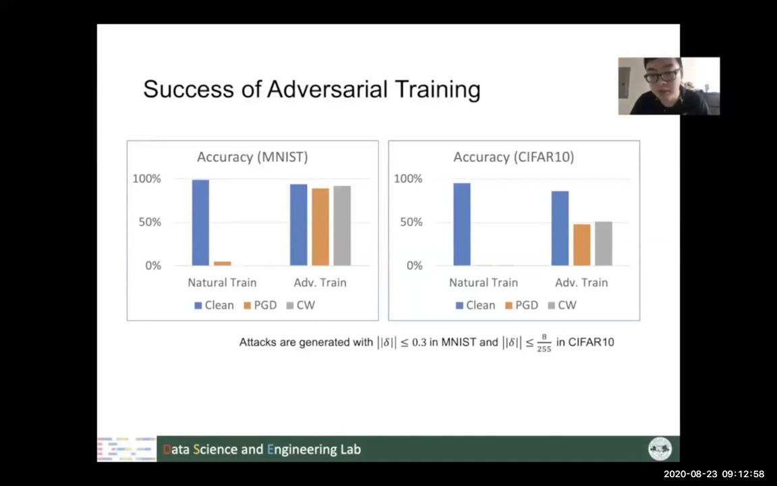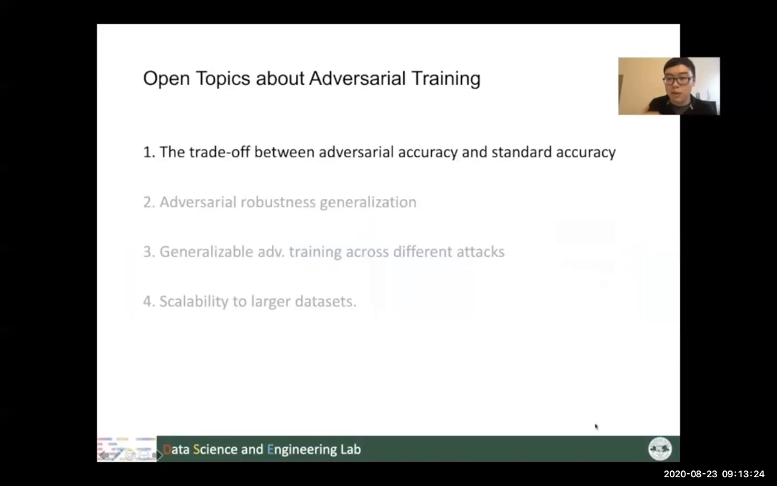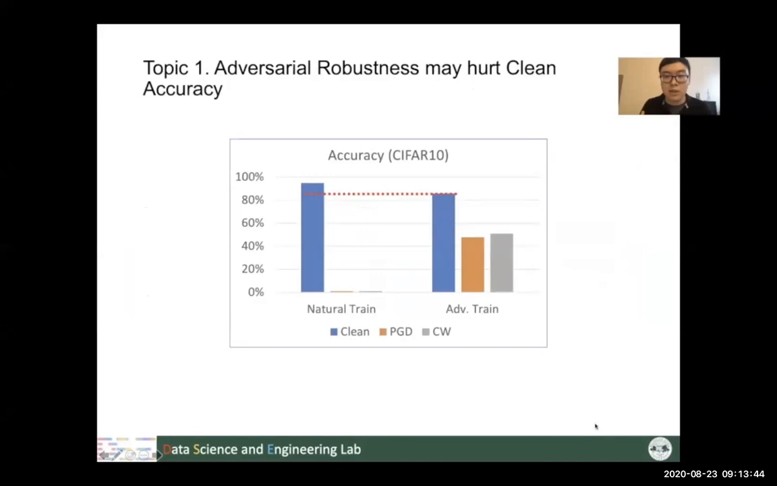But even until now, adversarial training is still one of the most effective and most reliable ways that we can defend our model, and there are many future works that propose different ideas to improve the performance of adversarial training. Even though adversarial training is shown to be the most effective way until now to improve model robustness, there are still some open topics which require a lot of effort to solve. One of the hottest topics is about the trade-off relationship between the model's clean accuracy and the adversarial accuracy.